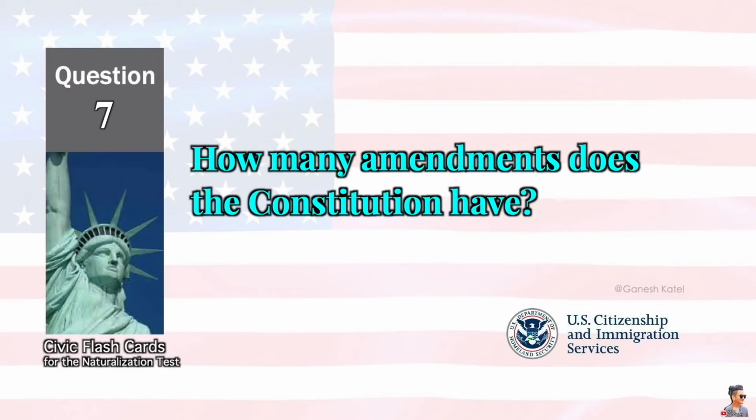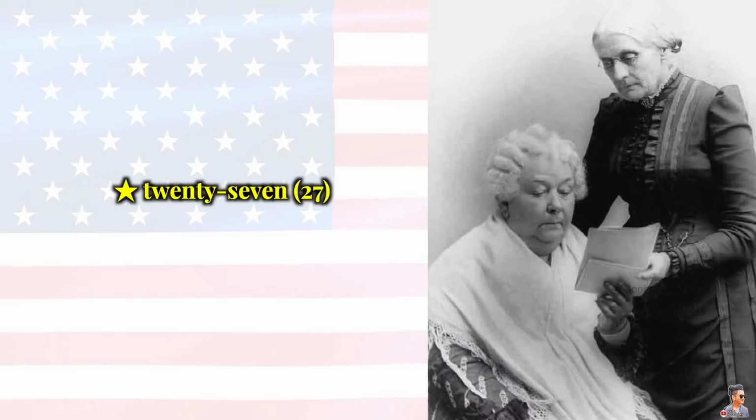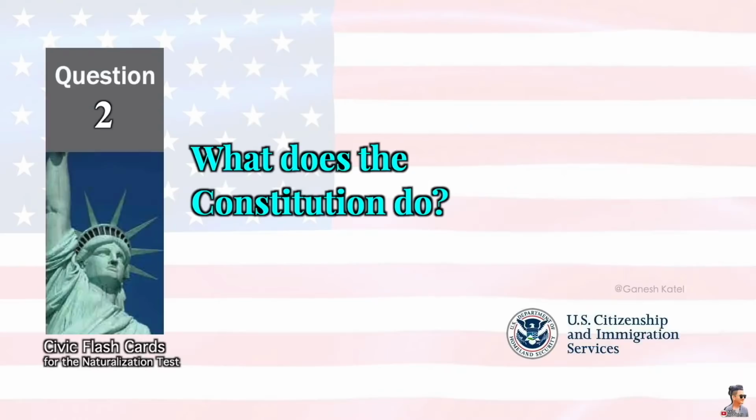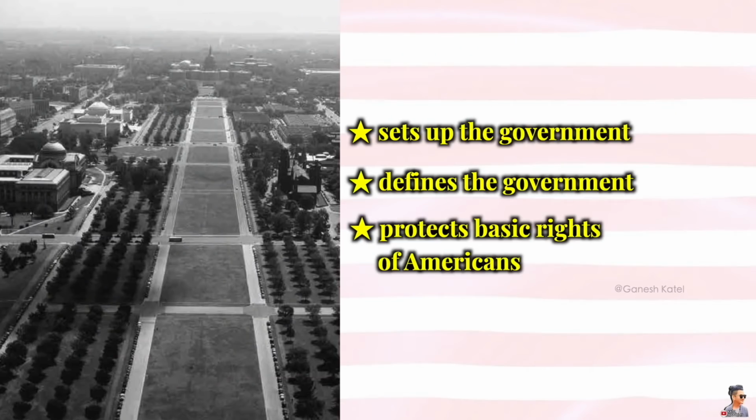How many amendments does the Constitution have? 27. What does the Constitution do? Sets up the government. Defines the government. Protects basic rights of Americans.